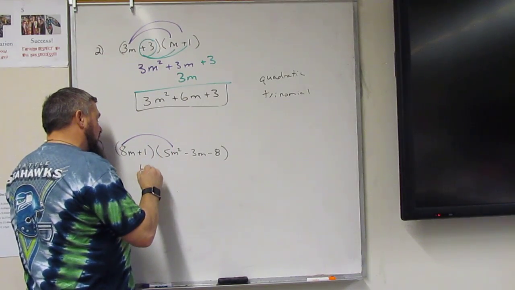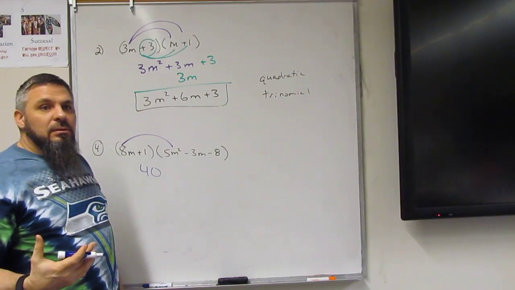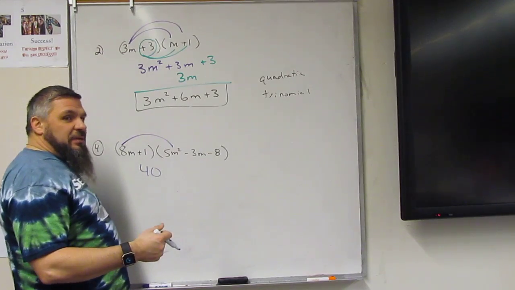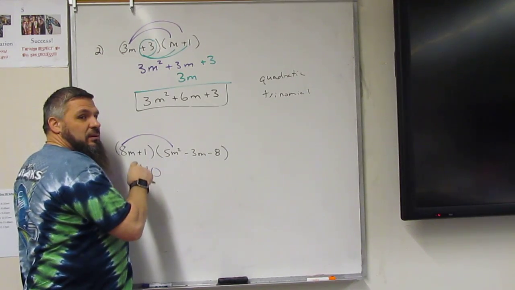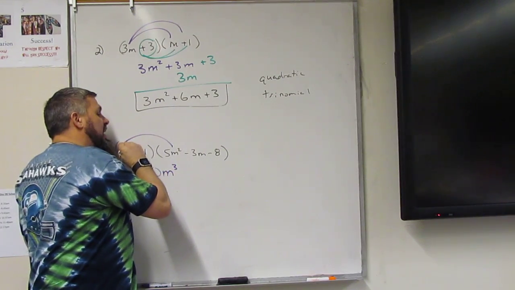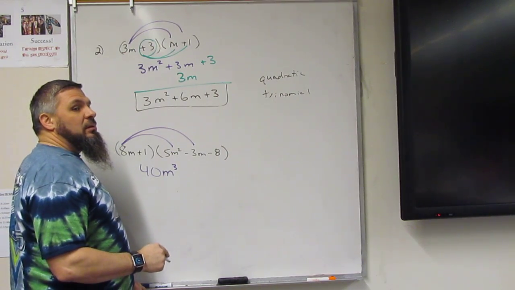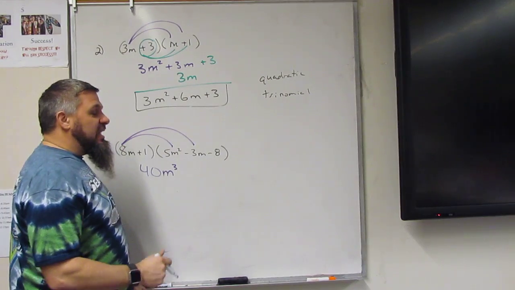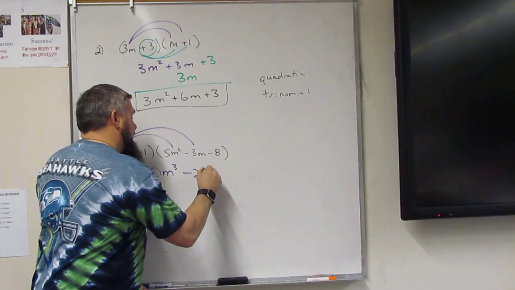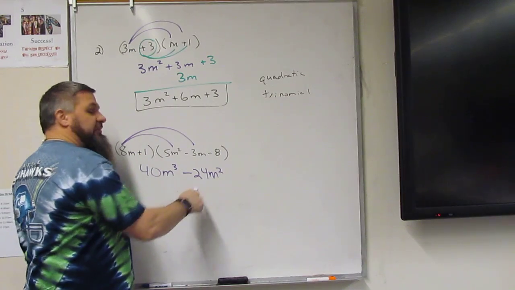8 times 5 is 40. And m times m squared. Anyone, somebody. M times m squared. M times m squared. M cubed. Yeah. Right? Okay. Then 8m times negative 3m. What? 8m times negative 3m. Negative m squared. Negative 24m squared. Right? Because 8 times 3 is 24.